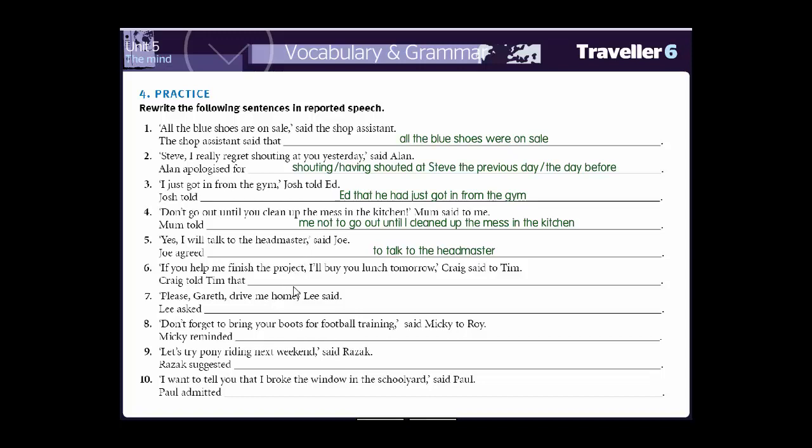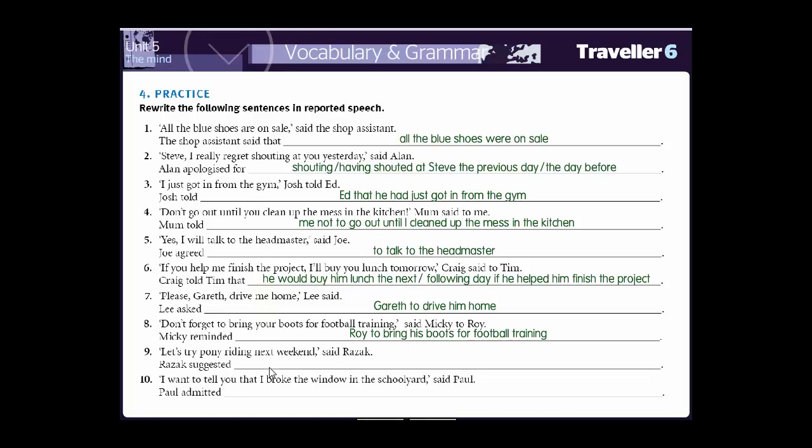6. "If you help me finish the project, I'll buy you lunch tomorrow," Craig said to Tim. Craig told Tim that he would buy him lunch the next or the following day if he helped him finish the project. 7. "Please, Gareth, drive me home," Lee said. Lee asked Gareth to drive him home. 8. "Don't forget to bring your boots for football training," said Mickey to Roy. Mickey reminded Roy to bring his boots for football training.